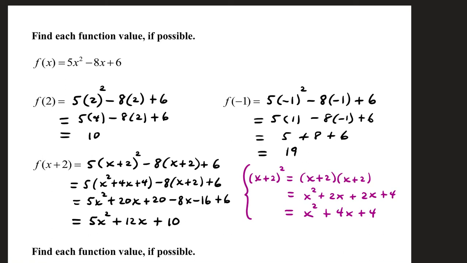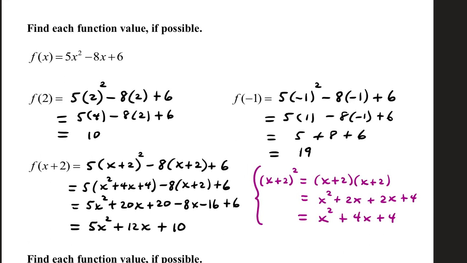Find each function value if possible. We have a function given, and the name of it is f. The variable that's used as the independent variable is x, and it's defined as 5x squared minus 8x plus 6. Because this is a function, each input that we give this function, we're going to get a unique output.